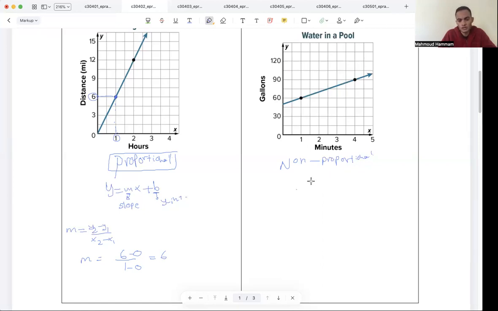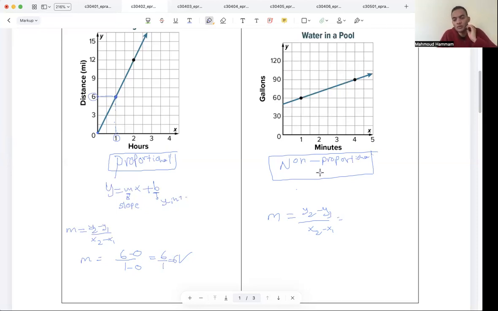In the non-proportional, how do I get the slope? m equals y2 minus y1 over x2 minus x1. Can I simply divide 60 divided by 1 to get the slope? No. In this case, you must use the rule to get the slope. Mister, in the first one here, we just divided 6 over 1 and it was correct because it was passing through the origin. So 6 minus 0 is 6, 1 minus 0 is 1, so 6 over 1 is 6. In non-proportional, you must use the rule.